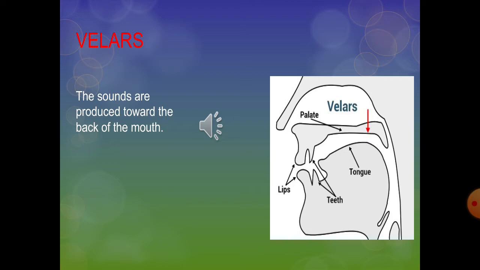Velars are the sounds produced toward the back of the mouth. That is, the back of the tongue is on the velum or soft palate. For instance, k as in cat or g as in gun.